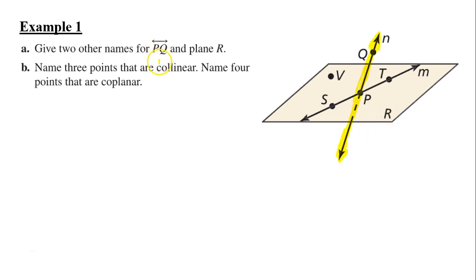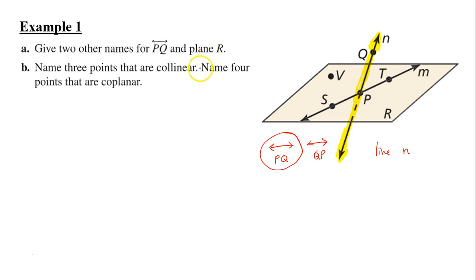So first let's take a look at line PQ, which I have highlighted for you. We can call this line PQ like they did in the question. Or we could call it line QP. Or we've got the little italic slanted N, we could call it line N. Oh, I guess I gave you 3 other names. No, I gave you 2 other names because this one was already there, so it's not other. How about for plane R?